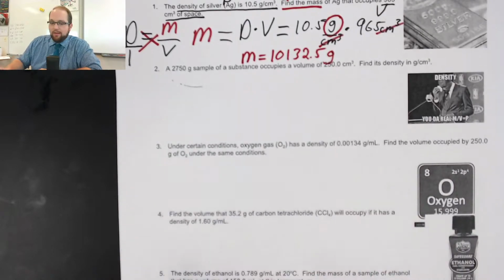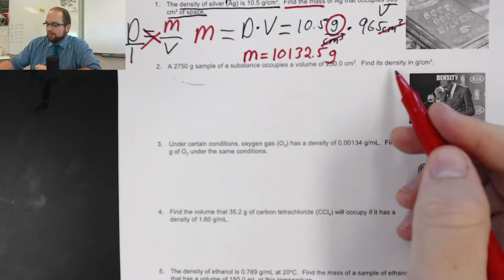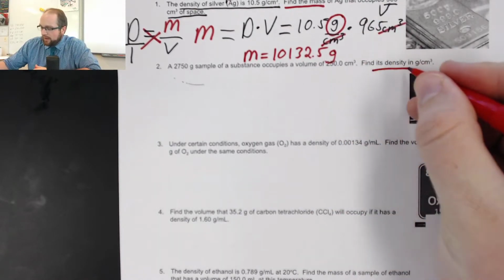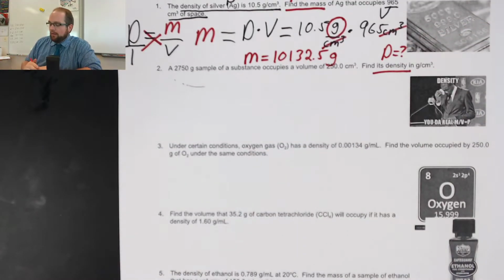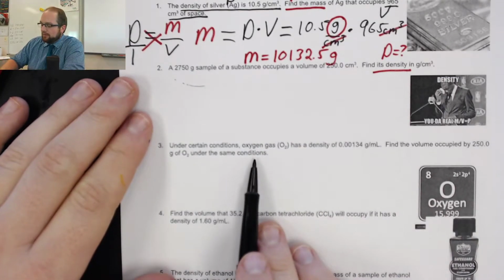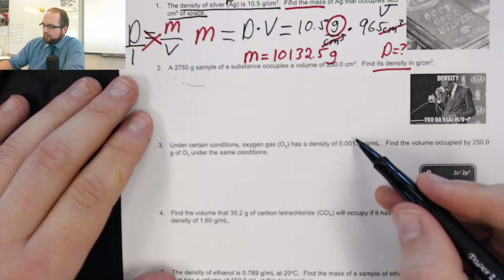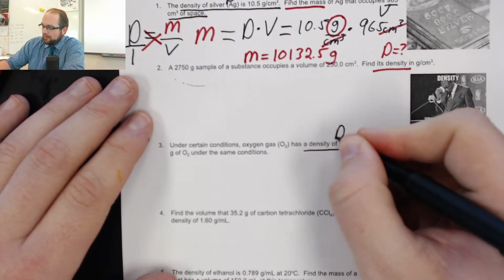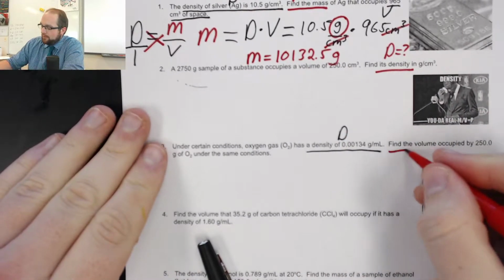Let's go ahead and take a look at, we're going to skip number 2 for right now because that one's pretty easy. You're just solving for density. You don't have to do any rearranging of your equation, right? So let's skip to number 3. This one gets a little bit more interesting. Okay? We can see here that under certain conditions, oxygen gas has a density of 0.0134 grams per milliliter. There's my density. Let's mark it. And we're looking for the volume this time.